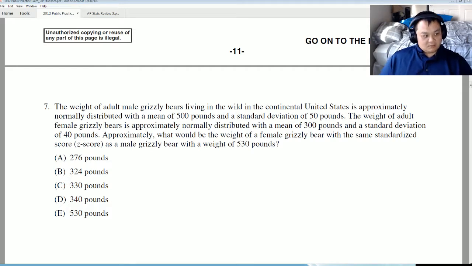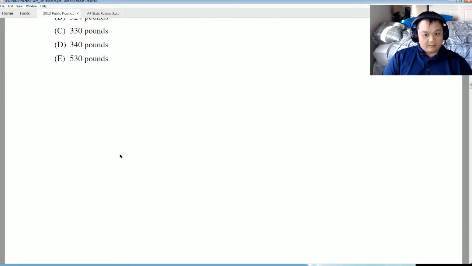Okay, B. How did you get B? What did you have to calculate first? The z-score. The z-score of the male grizzly bear? Correct. And you got the value of 0.6, and you plug that into the one with the female and solve for x, which is 324 pounds. Good. All right. 8.